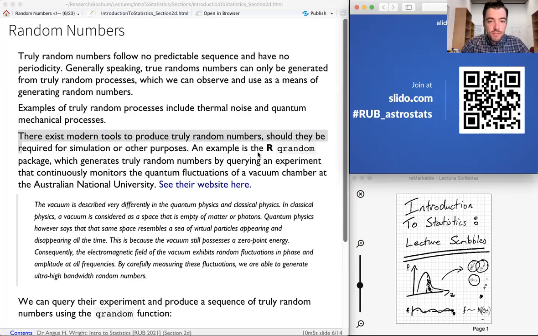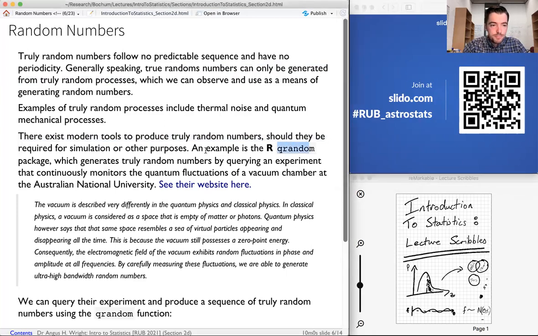A good example of that is a package in R called qrandom, and that generates truly random numbers. The way in which it generates them is by querying a database, or rather an experiment that is ongoing at a university in Canberra in Australia called the Australian National University, ANU. And that experiment has a device that monitors the electromagnetic field of a vacuum.